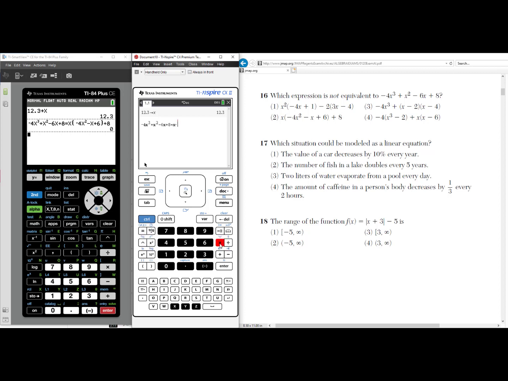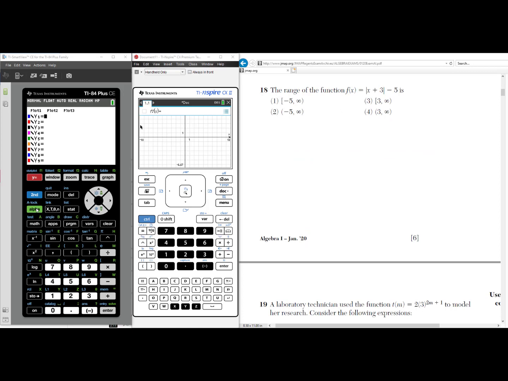X times the quantity -4x squared minus x plus 6, close parentheses, plus 8. We are looking for false, which means it is not equivalent. If you got an error message, please make sure you put in the implied multiplication between the x and the open parentheses.